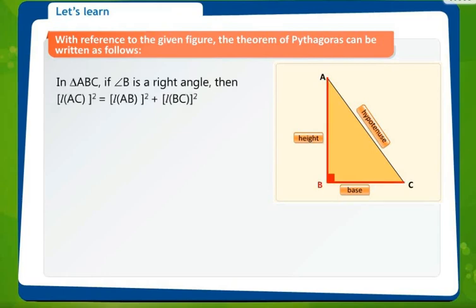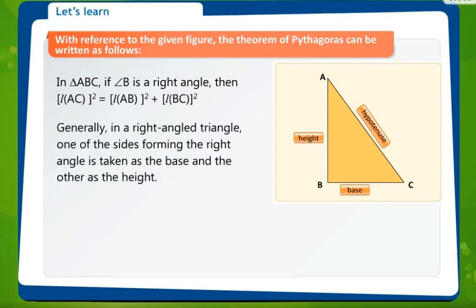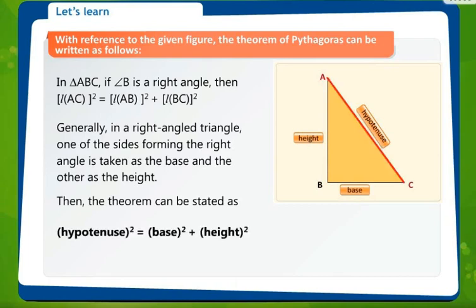In triangle ABC, angle B is a right angle. Then AC square is equal to AB square plus BC square. LAC means length of AC square is equal to length of AB square plus length of BC square. Generally, in a right angle triangle, one of the sides forming the right angle is taken as the base and the other as the height. Then the theorem can be stated as hypotenuse square is equal to base square plus height square. This is how the Pythagoras theorem is applied to the given figure, that is the triangle ABC.